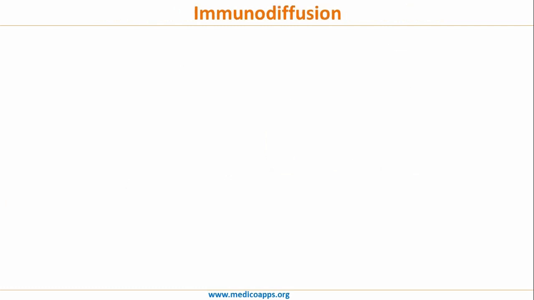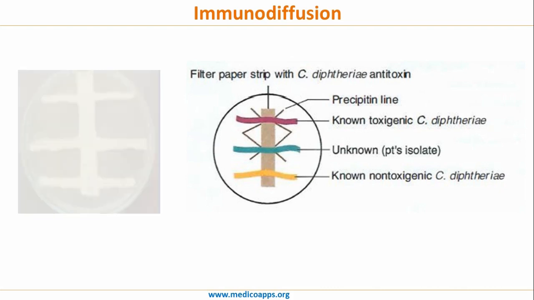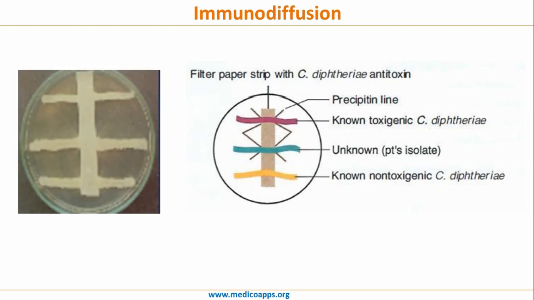Moving forward, another example of an antigen antibody reaction in vitro is immunodiffusion. This is the Elek test for diphtheria toxin. This is the patient isolate, which we don't know. This is the toxigenic C. diphtheriae, and this is the non-toxigenic C. diphtheriae, and these are the Elek lines. These are lines formed at an angle after the formation of the antigen antibody complex. Here the antigen will be coming from one side, the antibody from the other, and then they will meet at these lines. So this is an example of a positive Elek test.